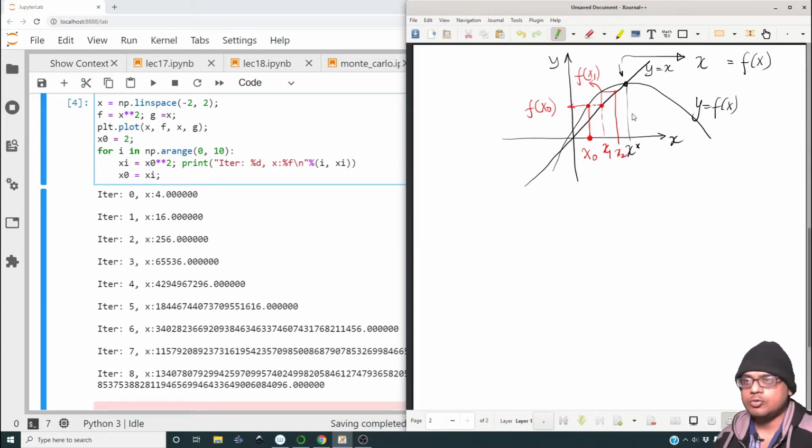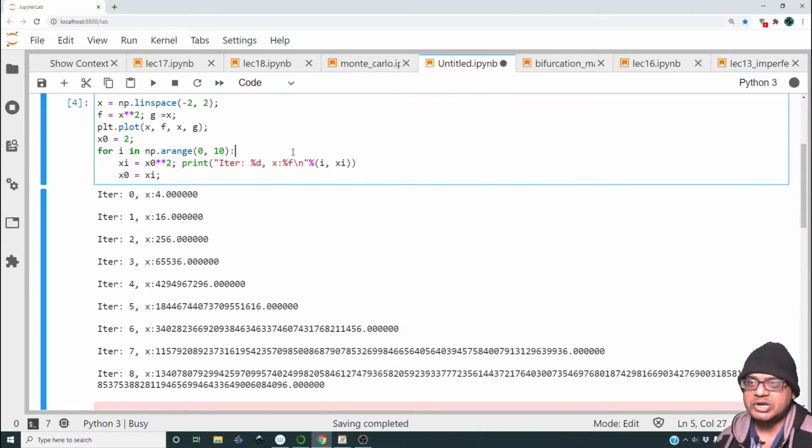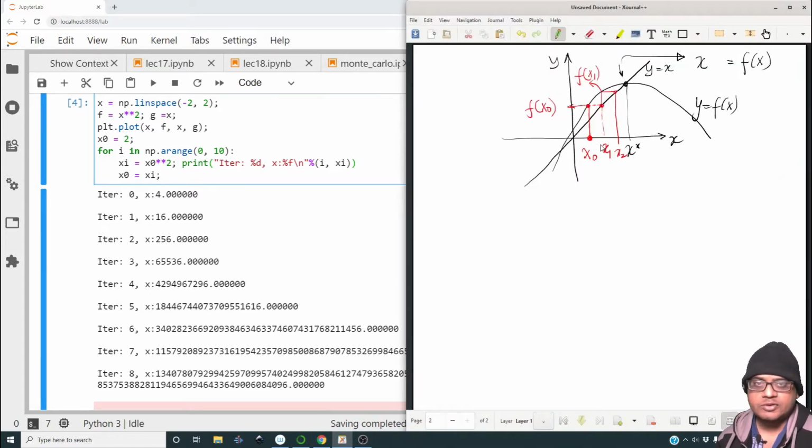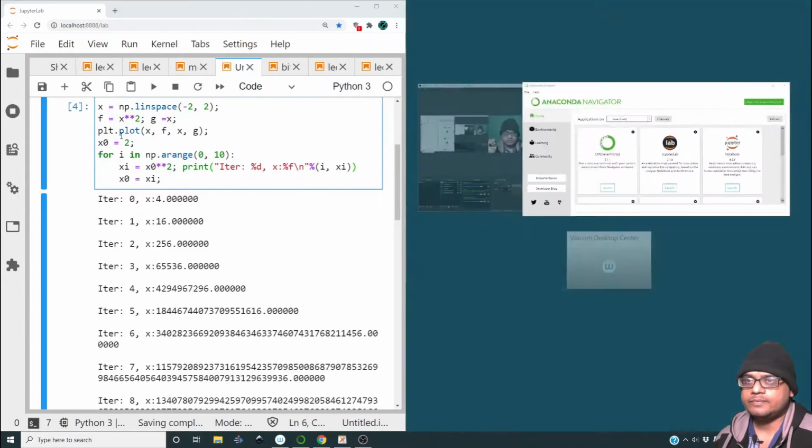So let us try to achieve this particular plot on top of this. Per new point we have to plot first this particular line and this particular line. So per iterate we have to plot the two sets of lines. One is this and one is this. Alright.